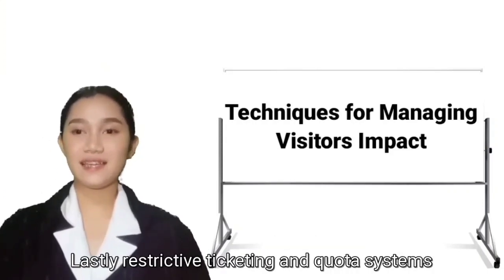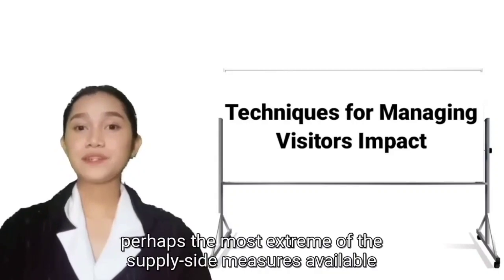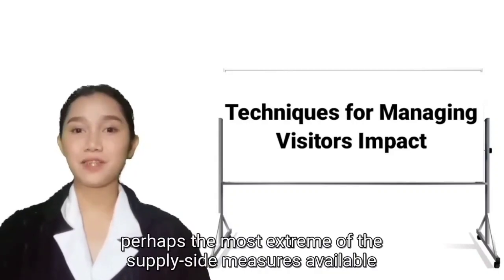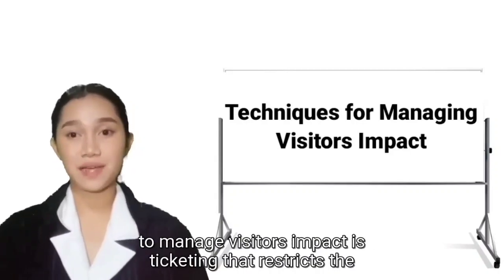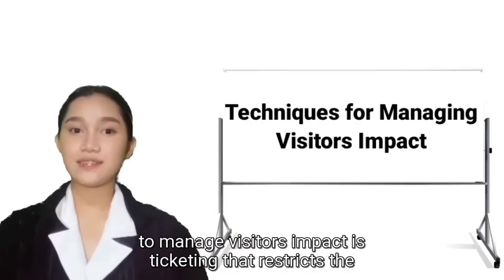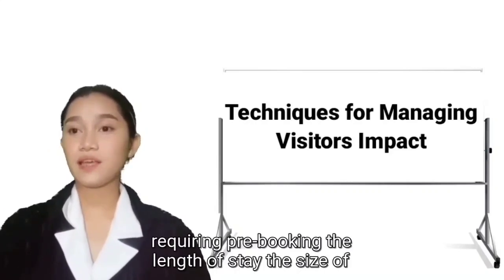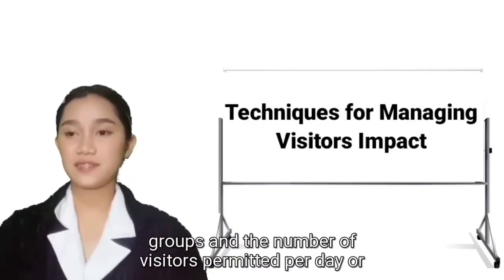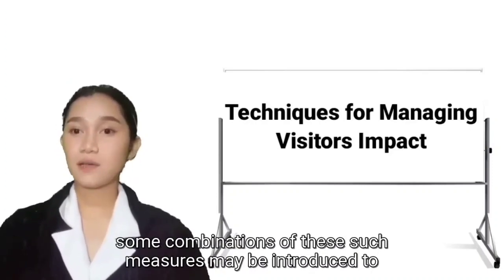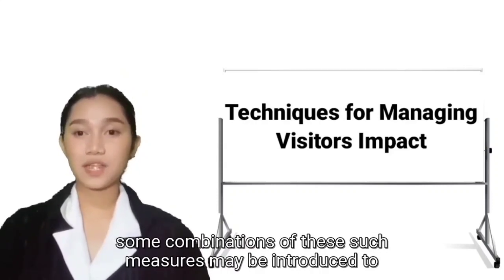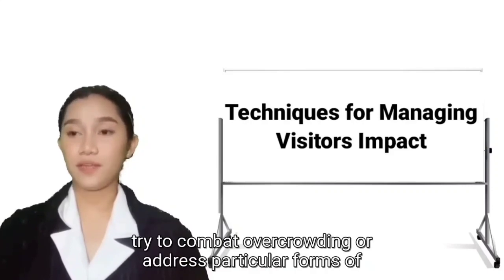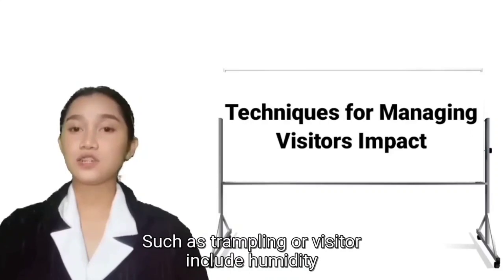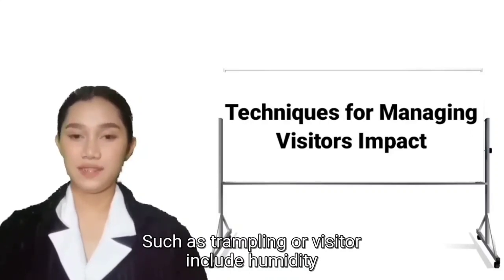Lastly, restrictive ticketing and quota systems. Perhaps the most extreme of the supply-side measures available to manage visitors' impact is ticketing that restricts the time of entry, requiring pre-booking, the length of stay, the size of groups, and the number of visitors permitted per day, or some combination of these. Such measures may be introduced to try to combat overcrowding or address particular forms of wear and tear, such as trampling or visitor-induced humidity.